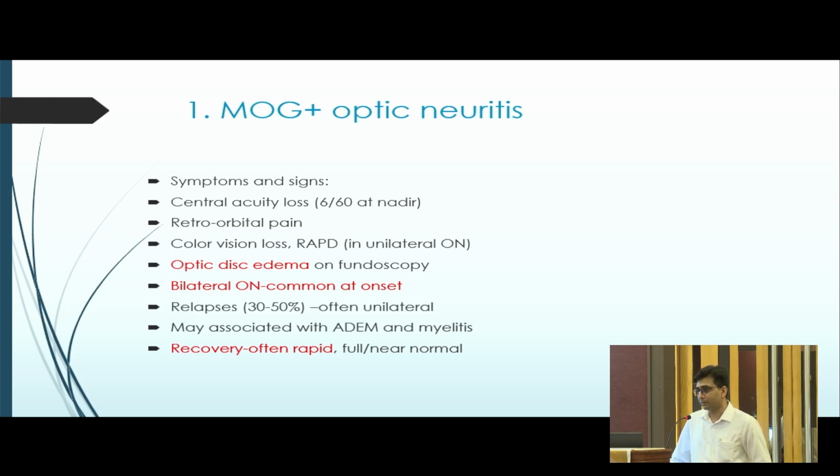Relapses often occur, but unilaterally, and sometimes may be associated with myelitis or edema. But an important point is that recovery is often rapid as compared to neuromyelitis optica. So in neuromyelitis optica, if a patient presents with optic neuritis, we generally prefer plasmapheresis plus steroid, because residual neurological deficit in NMO is quite common and will also be debilitating for the patients. While in MOG-associated optic neuritis, the recovery is quite good. Relapses are common, but they are manageable.